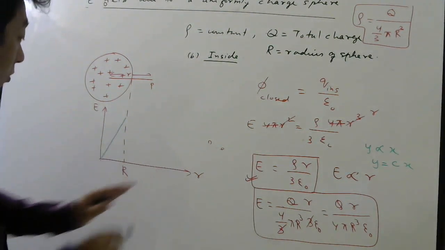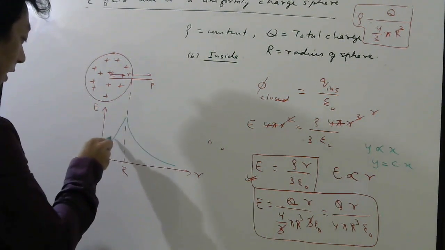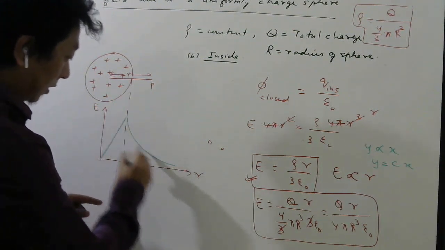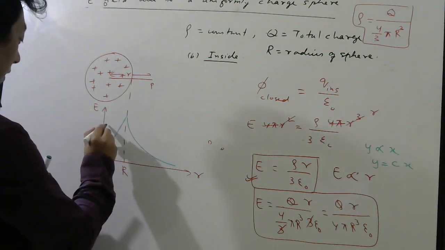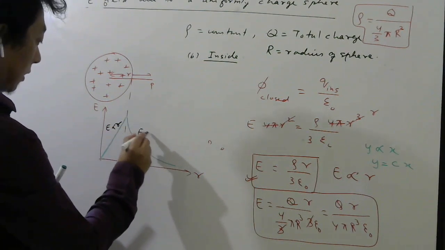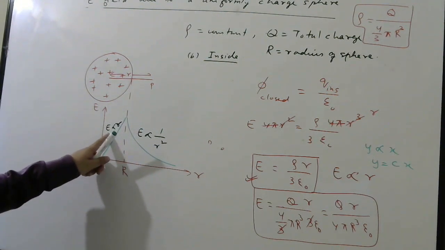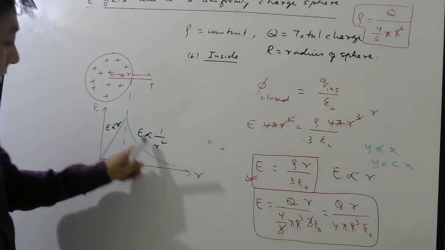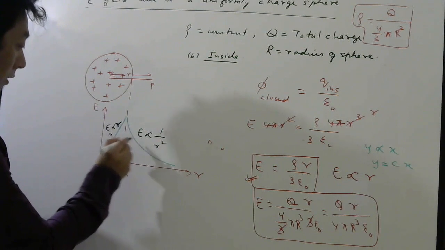Okay, and then once you go outside, it will decrease like this. So this will be a straight line here. Outside it will be inversely proportional to R square. So try to remember this. Inside electric field is proportional to R, outside it is inversely proportional to R square. Inside it is directly proportional to R. Okay, so this is inside, this is outside.